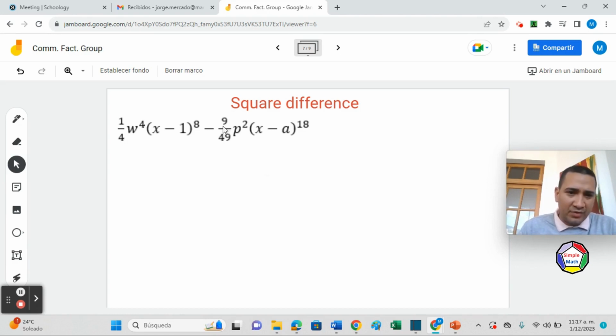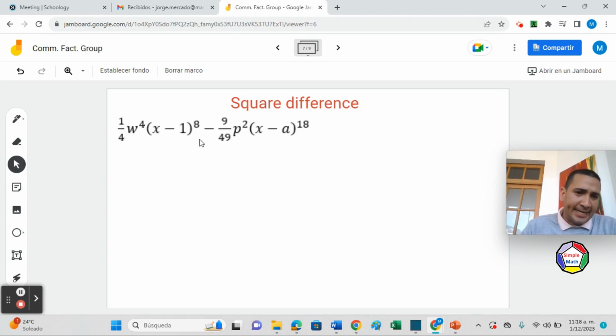If you see the first fraction and the second one, they don't have a common factor, neither the numbers up nor the numbers down. The parentheses are not the same, so that is not a common factor. This exercise is neither a common factor nor a common factor by grouping. So let's see if we can apply square difference.